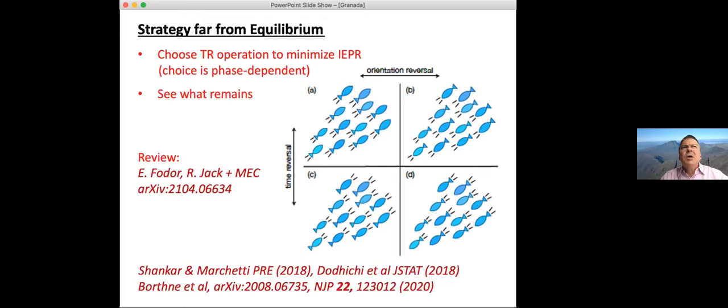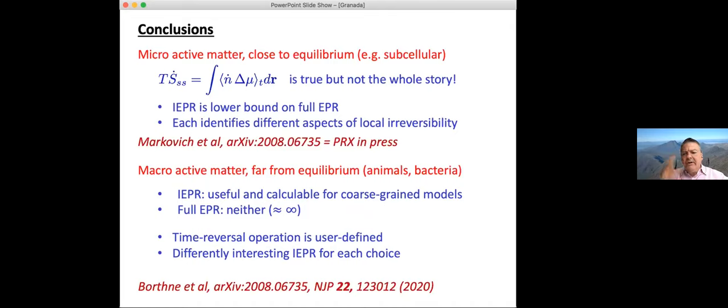entropy production. So by essentially filtering out big and fairly obvious bits of entropy production by choosing the right time reversal operation, I can expose what may be more interesting, in a sense subdominant, but more physically intriguing aspects of the dynamics. So let me just conclude very briefly then.